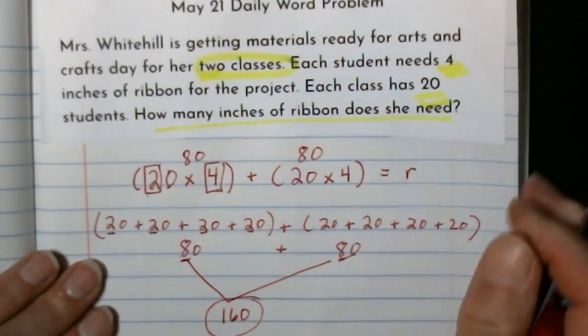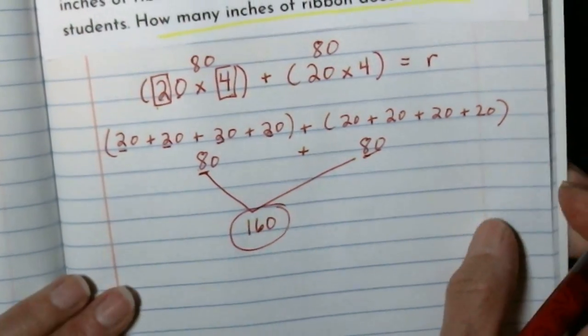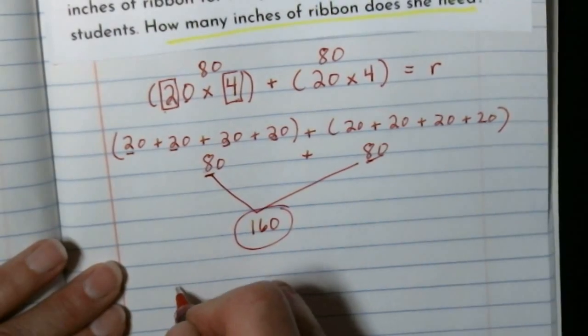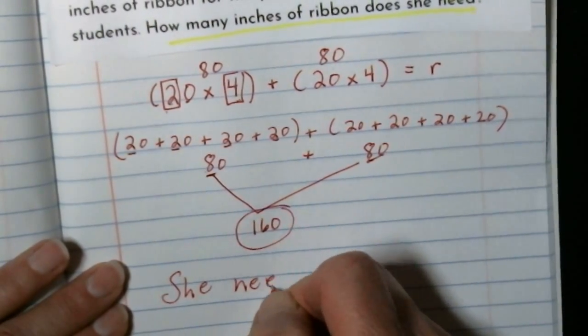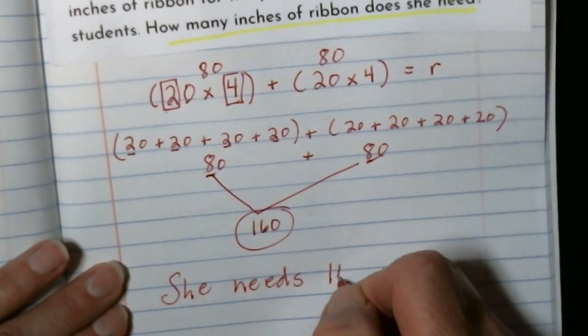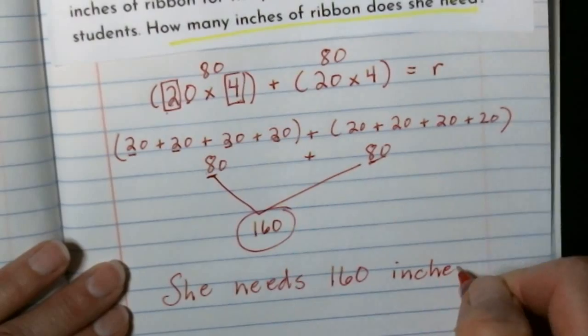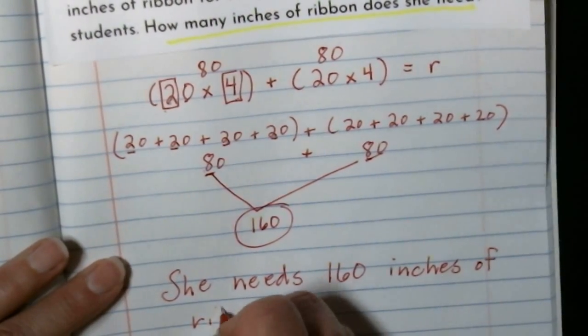Okay, so our answer statement for our very last word problem of the year, how many inches of ribbon does she need? She needs 160 inches of ribbon.